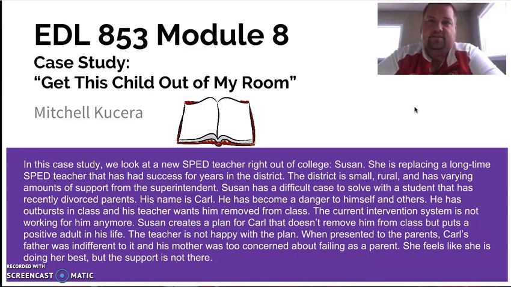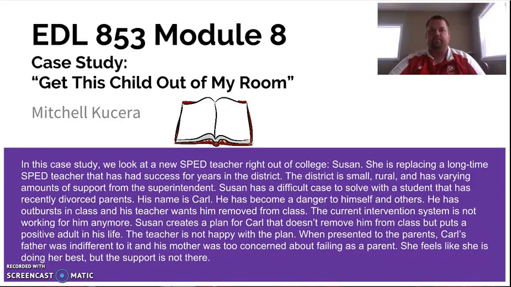The difficult student that Susan is dealing with right now is Carl. Carl has parents who have recently divorced. They are indifferent to his schooling as far as the plans that Susan's had for him. Carl has become a danger to himself and to others, classmates and teachers. He is not responding to the different intervention systems that have worked in the past for him.